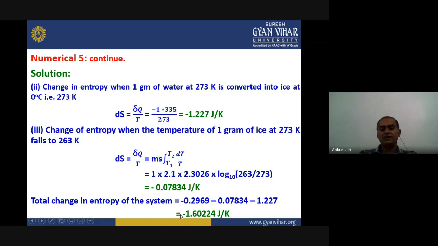So we get the final answer as minus 1.60224 joule per Kelvin. That means the total entropy of this process falls during the conversion of water at high temperature to ice at very low temperature, minus 10 degrees centigrade. So this is the solution for this numerical.